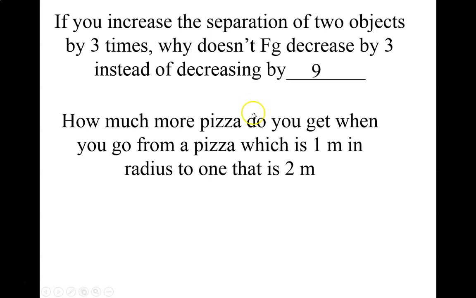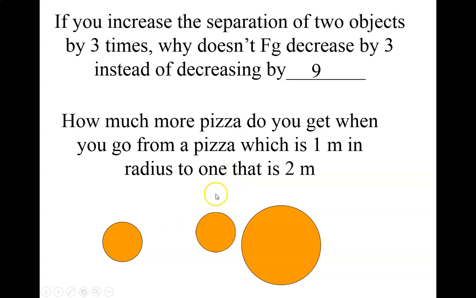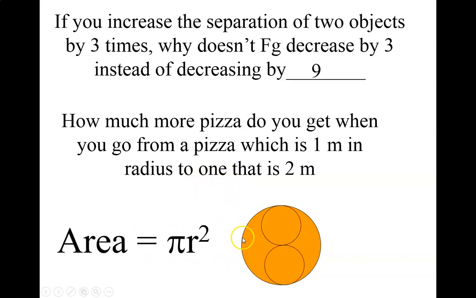Okay, well, let's look at some other things that follow the square law. Let's say we've got a pizza that's 1 meter in radius, and we want to look at one that's 2 meters in radius. Do I get twice as much pizza? No, I get 4 times as much pizza because the area of the pizza increases with pi times the radius squared. In other words, I can fit 4 one-meter pizzas in a 2 meter radius pizza. That obviously would be a big pizza, but just go with it.